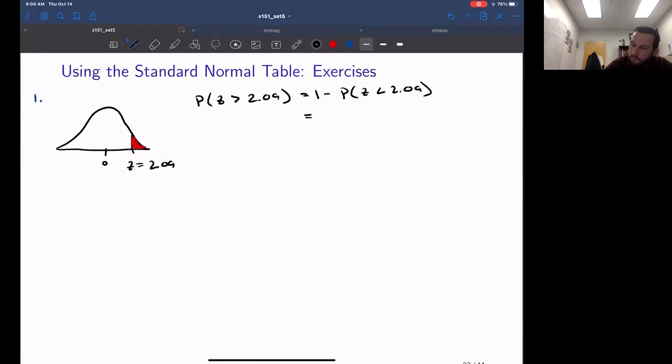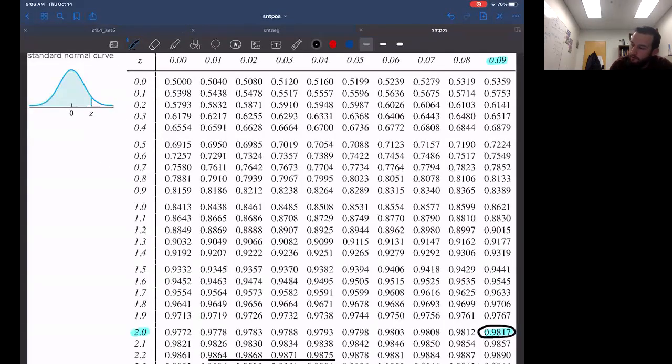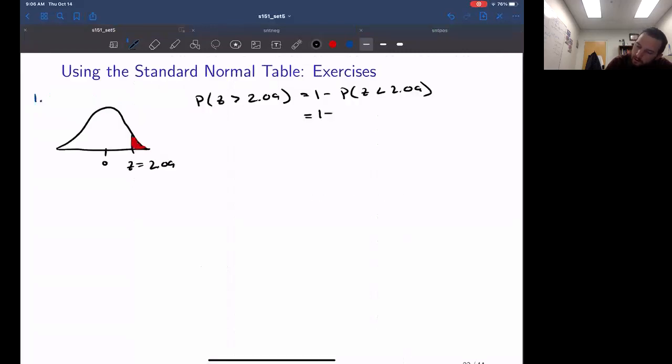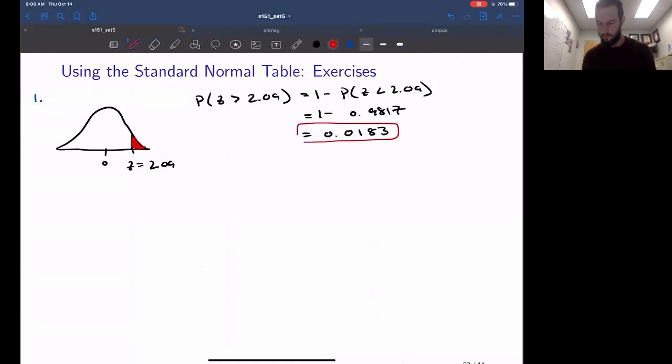Okay, so I looked up the probability that Z is less than 2.09, which is 0.9817. So this area is 0.9817, and that gives me 0.0183. All right. Okay, any questions?